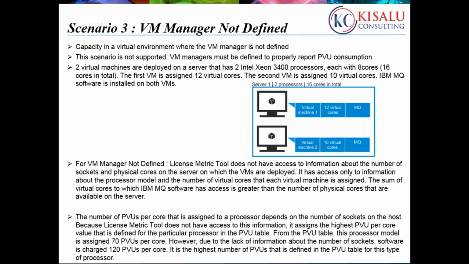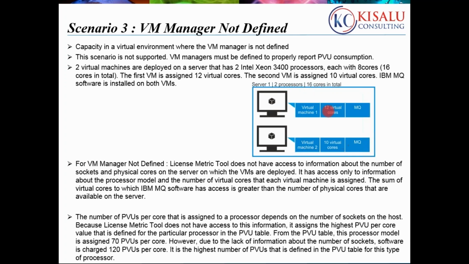We have a third scenario where we have a server with 2 processors and it has 16 cores in total. But because the technology allows, as you've seen before, to allocate a number of virtual cores, it is possible that we can create 2 VMs and give 12 virtual cores on the first machine and 10 to the second machine. It makes it 22 cores, which is even higher than the 16 cores that we have on the physical machine.